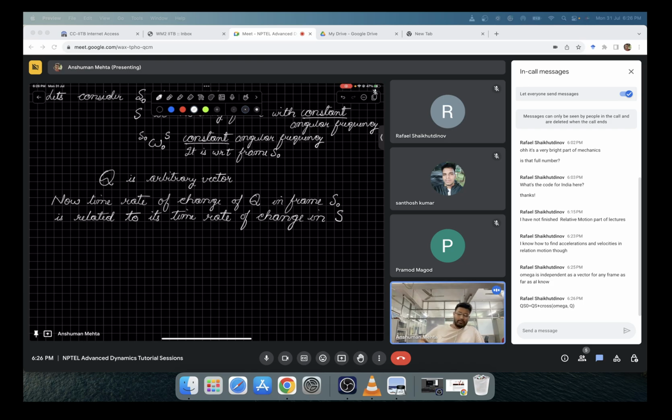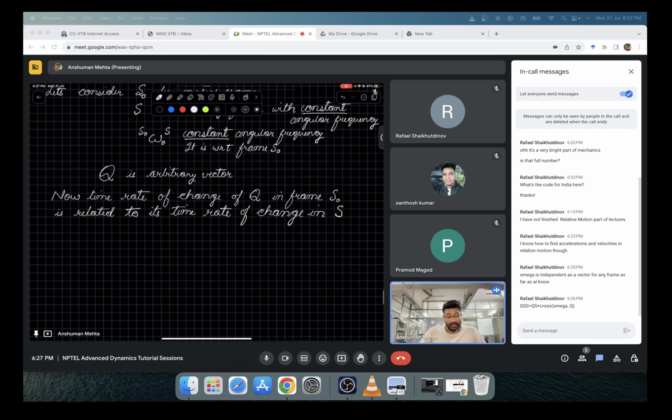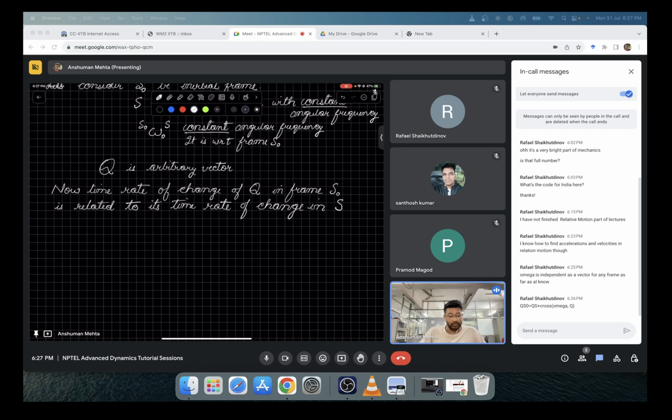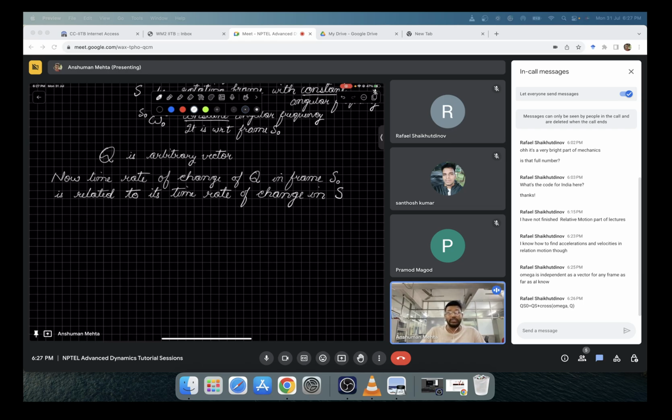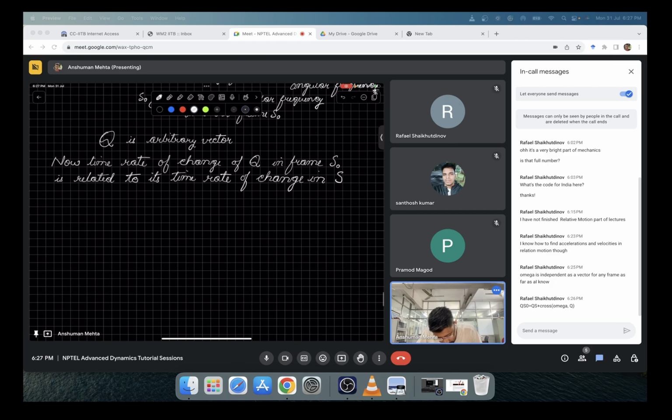Let's say sometime it changed, and now we have to find the time rate of change of q in frame S naught, which is related to the time rate of change in S. So if some quantity is changing, how that change will be affected in both frames is given by this relationship.